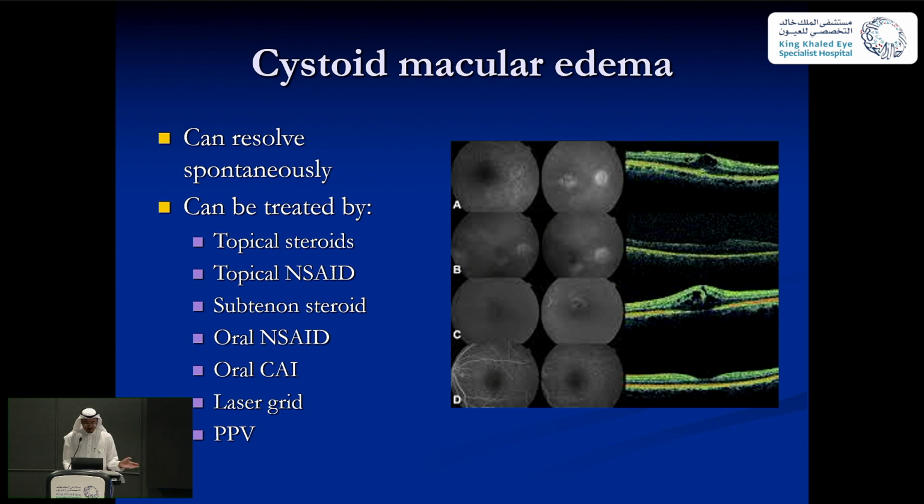This is an OCT picture of a patient, with a fluorescein angiogram demonstrating the macular edema. It can be treated by topical steroid, topical non-steroidal, subtenon steroid, oral non-steroidal, oral carbonic anhydrase inhibitor, and laser grid. And eventually, if none of these worked, vitrectomy has to be performed.